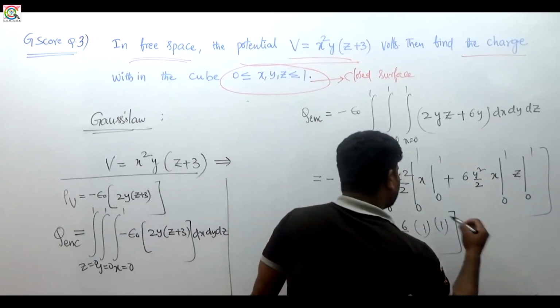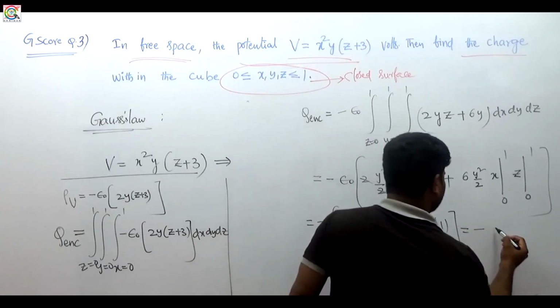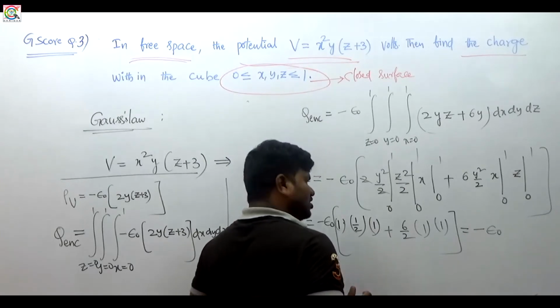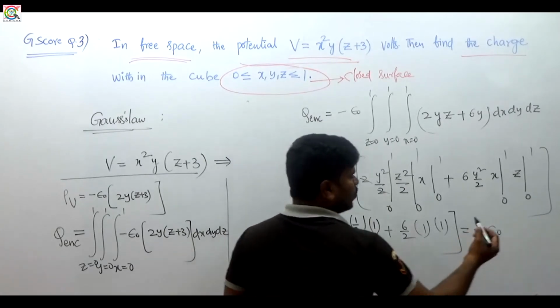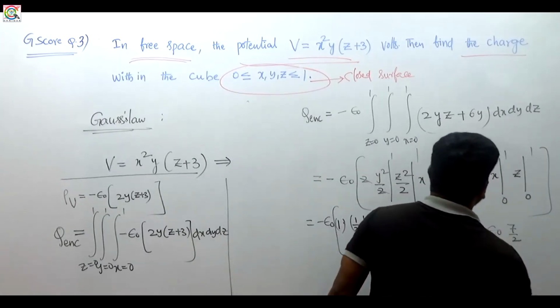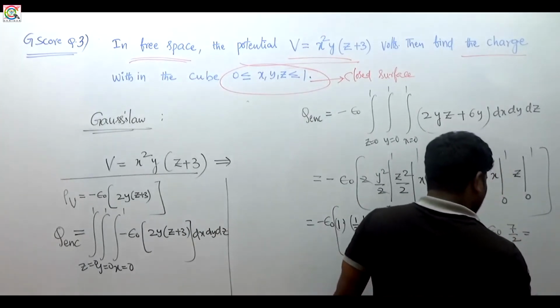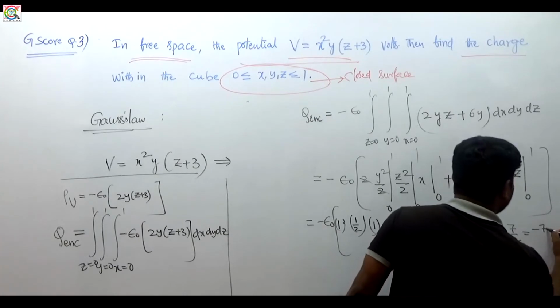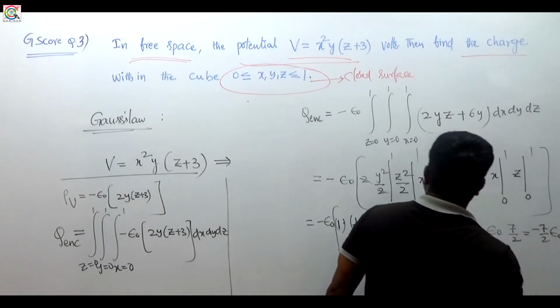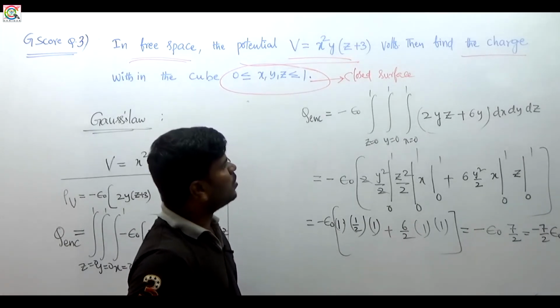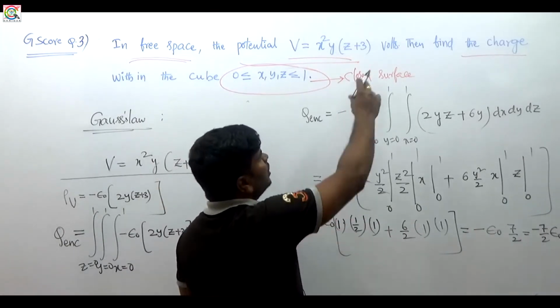So finally how much will I get? So here you will get minus epsilon naught into 1 by 2 plus 6 by 2, it will be 7 by 2, right? Just I am simplifying this. So finally, here minus 7 by 2 epsilon naught is the charge enclosed, okay, the charge enclosed in the given cube.